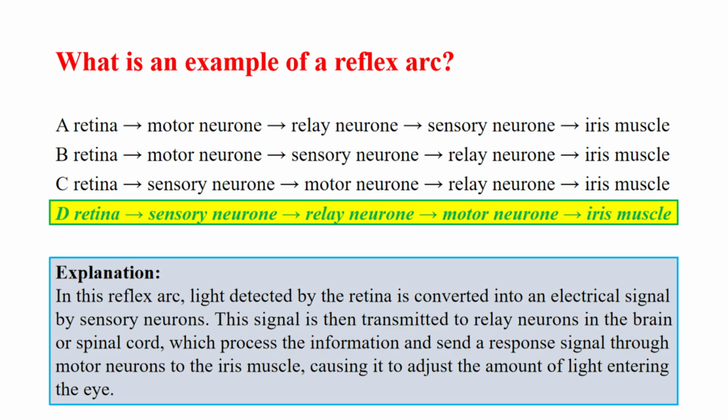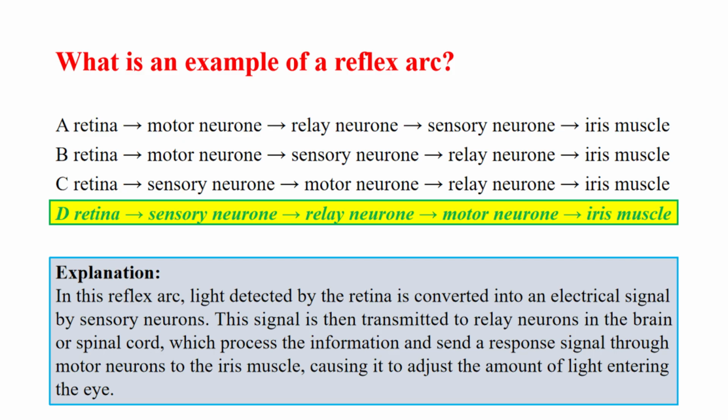A. Retina, motor neuron, relay neuron, sensory neuron, iris muscle. B. Retina, motor neuron, sensory neuron, relay neuron, iris muscle. C. Retina, sensory neuron, motor neuron, relay neuron, iris muscle. D. Retina, sensory neuron, relay neuron, motor neuron, iris muscle. The correct answer is D.